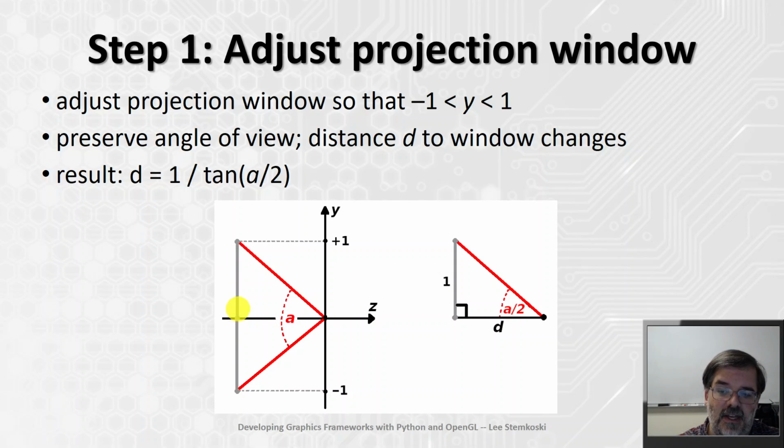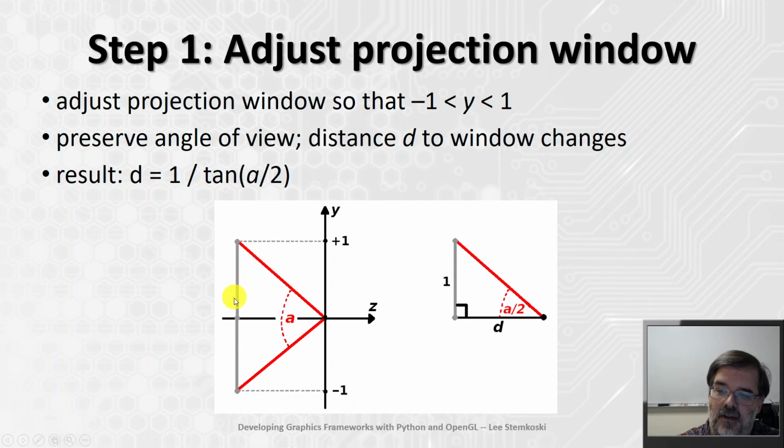Now, you're changing the height of this window so it fits within these bounds. If you keep the angle the same, something's got to change. In this case, it's this distance here. What we'd like to do is calculate the distance to this new projection window, and we can do that with a little bit of trigonometry.